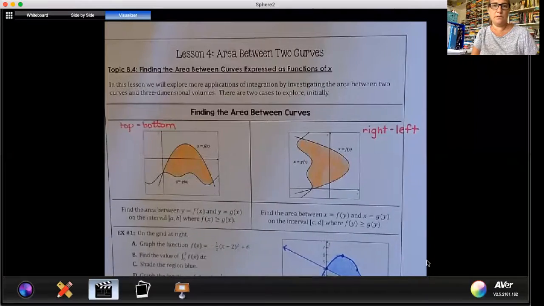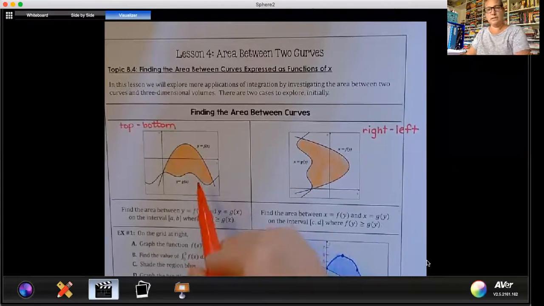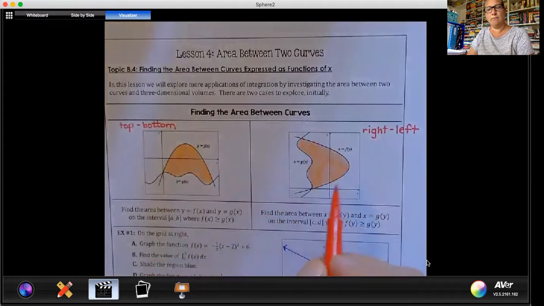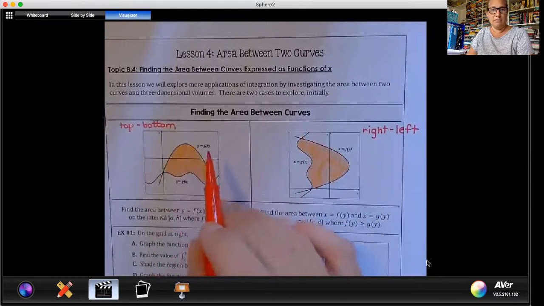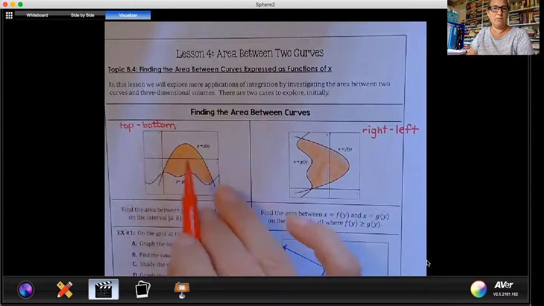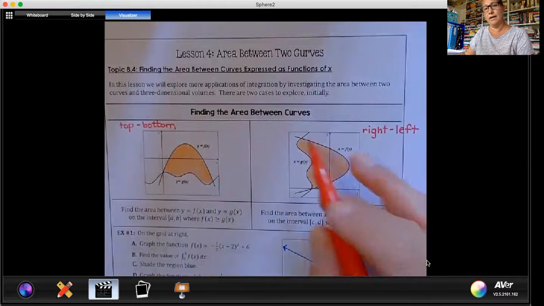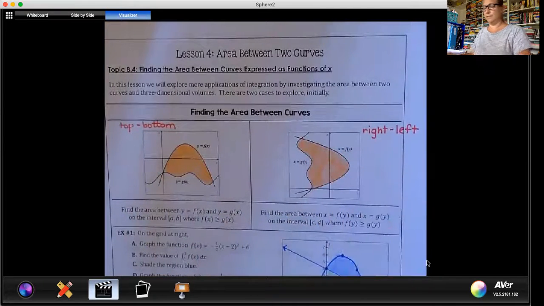Hey guys, today we're going to do chapter 8, section 4, area between two curves. There are two things that you need to keep in mind when we're doing area between two curves. Number one, you need to look to see: are you reading up to down or right to left? If it's y equals f of x, you're going to do the top curve minus the bottom curve. If it's x equals f of y, you're going to do the right curve minus the left curve.